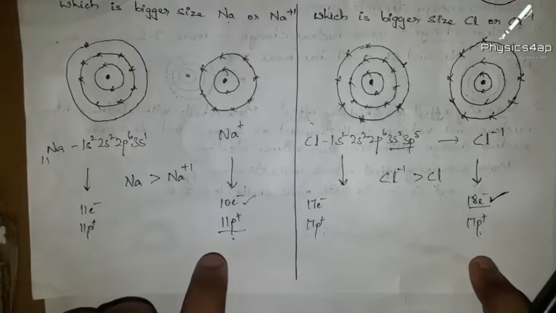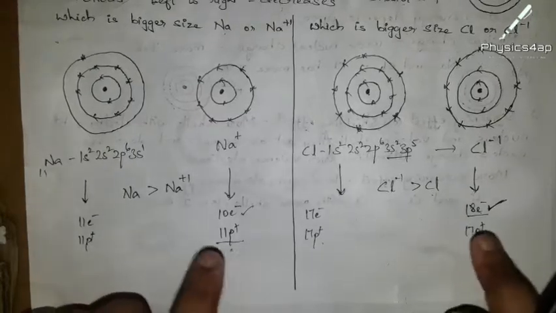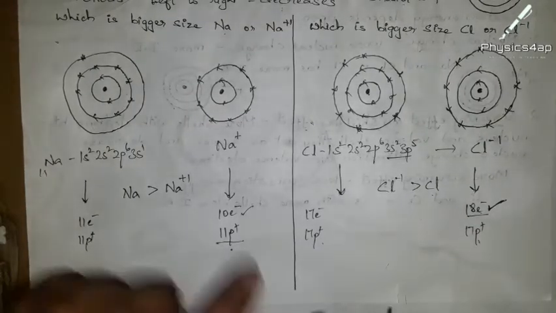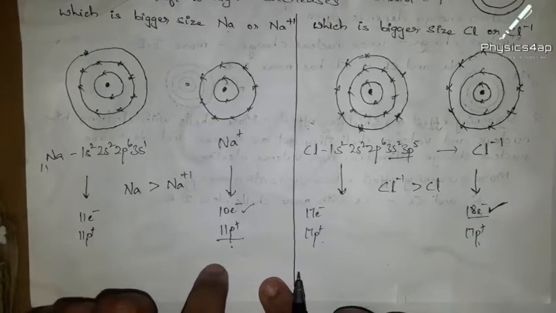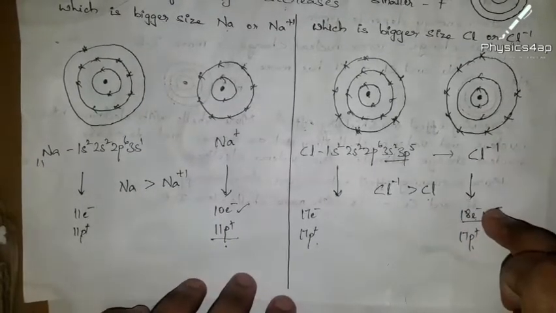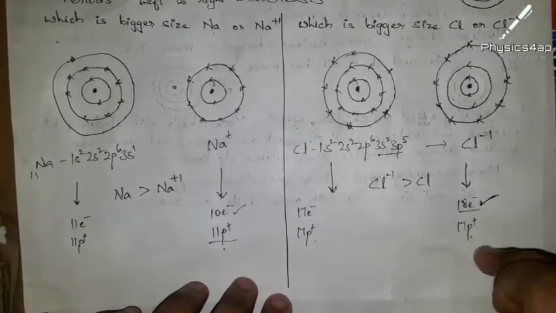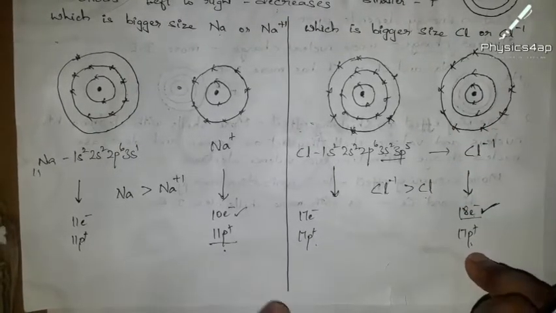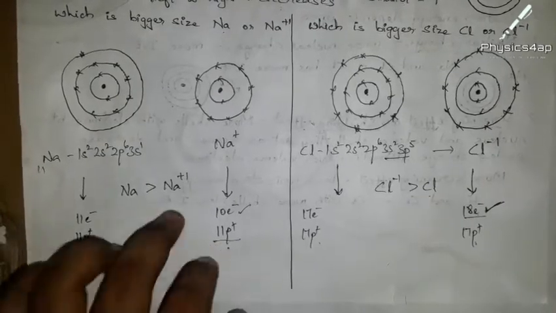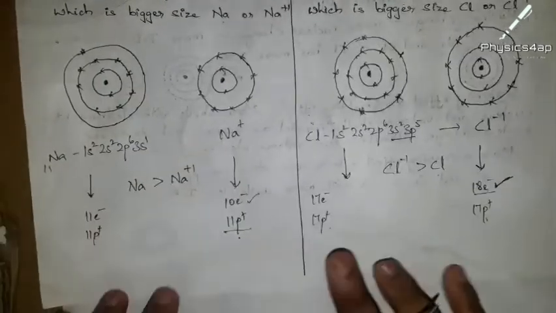If the electrons are less and the protons are more, then the size will be less. If the electrons are more and the protons are less, then the size will be more. Why? Because the protons are less, so less attraction. Here the protons are more, so more attraction. So I think you have understood what is meant by atomic radius. Is it clear now, the atomic radius?